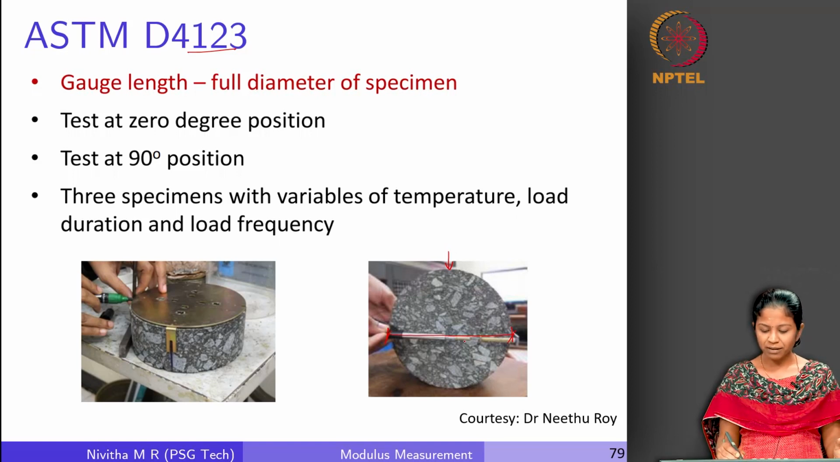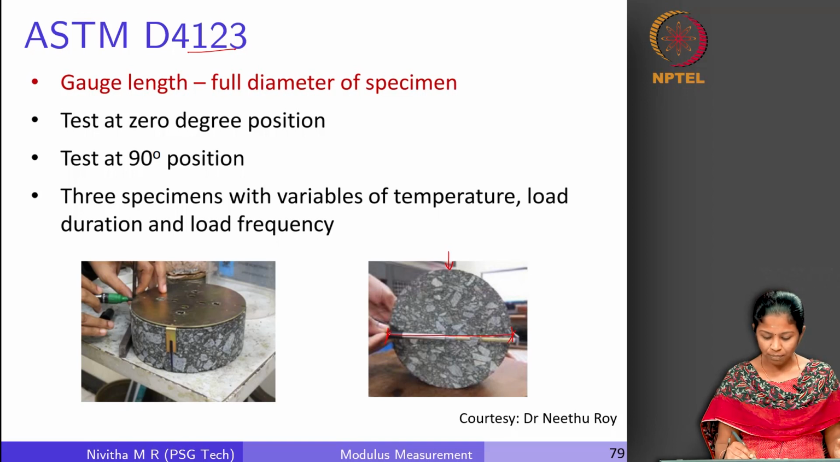So, first we measure the deformation like this in this position, right, and then this is called the 0 degree position. Then we rotate the sample. Let us take, this is the 0 degree position, let us take one point here. I rotate the sample such that this point now is here, right.